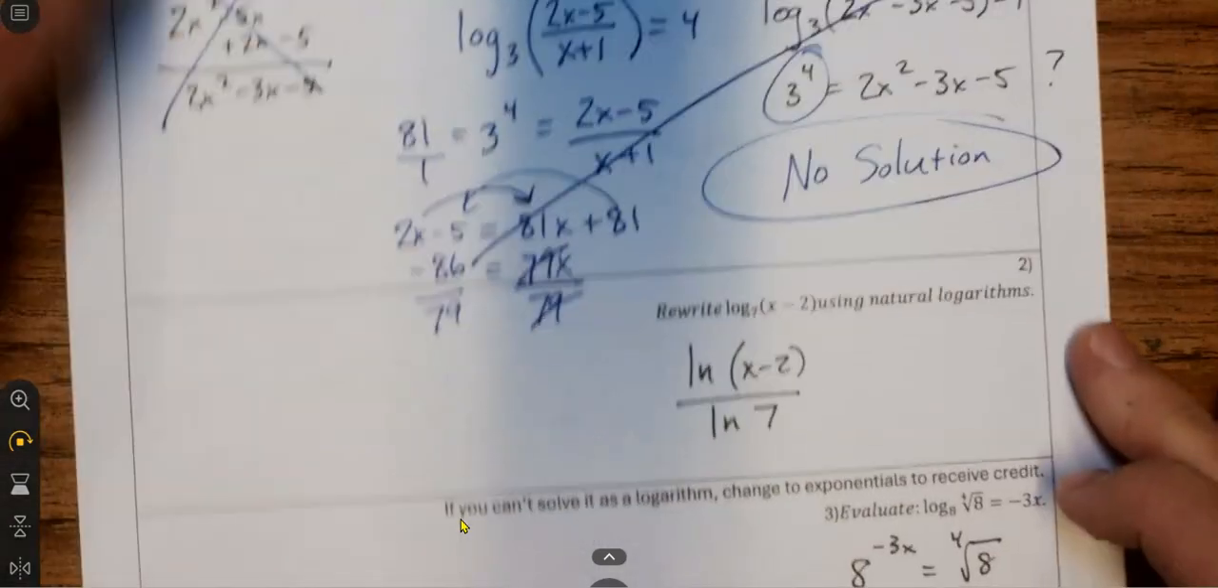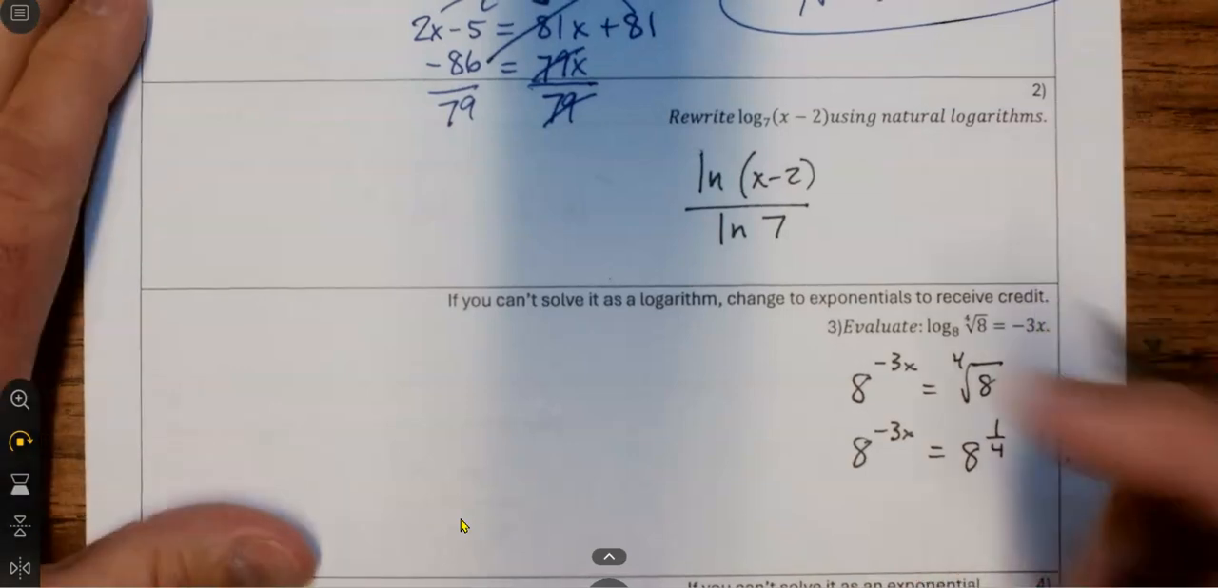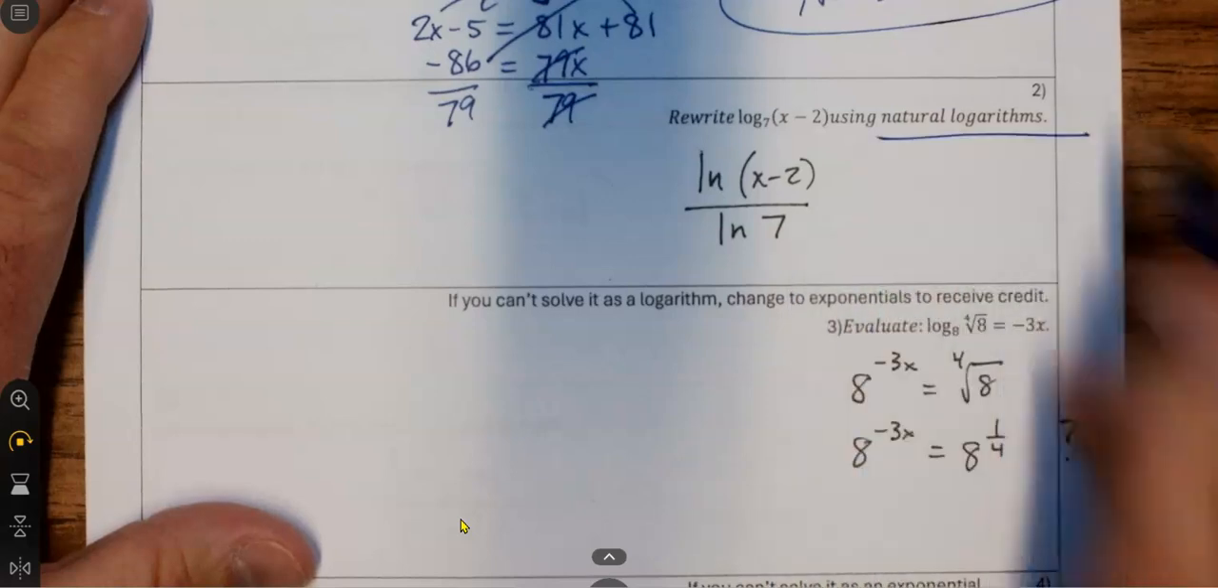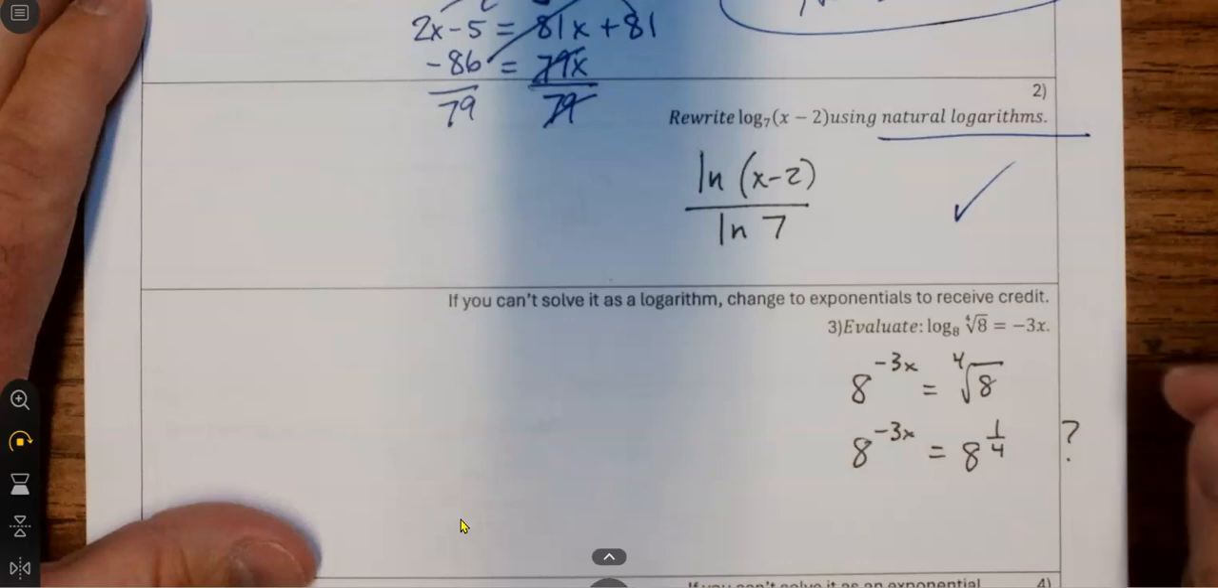Question 2, did this person do it correctly? Yep, they did log of the argument on top, log of the old base on the bottom, and they were told to choose natural logs, so they did. So that's good. Golden. Full credit.